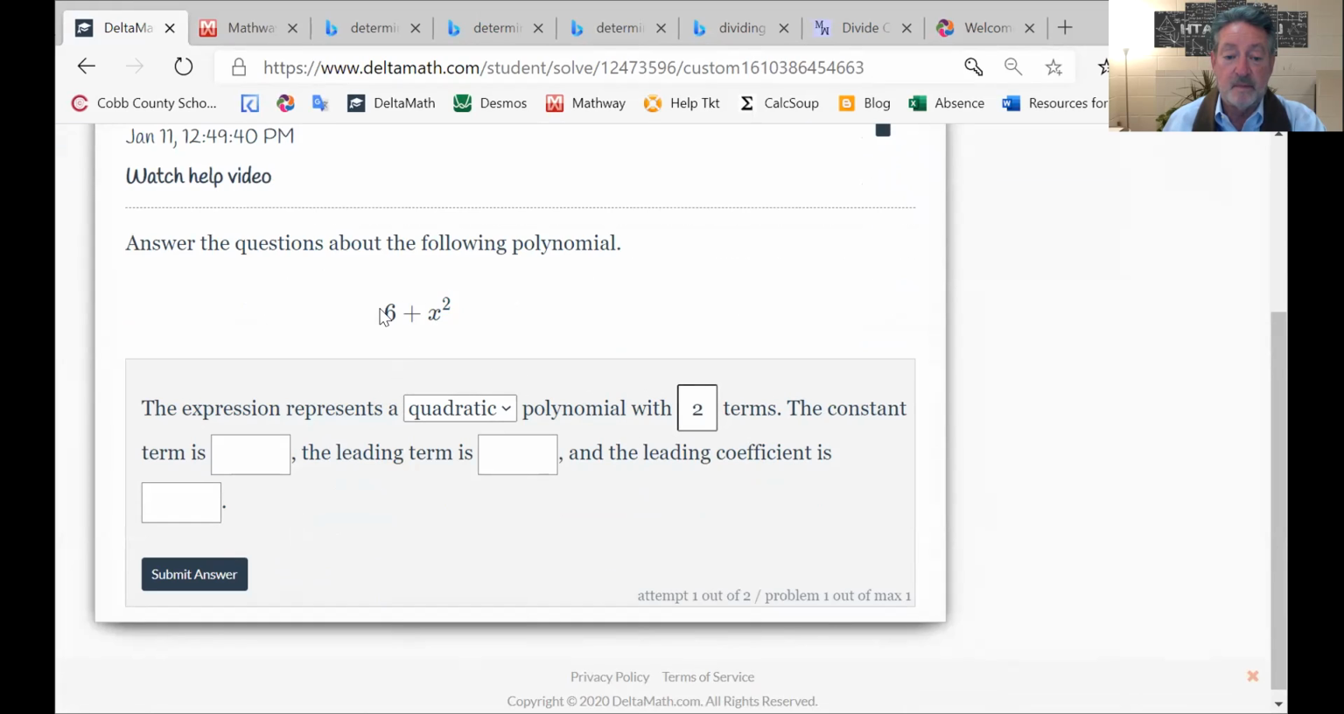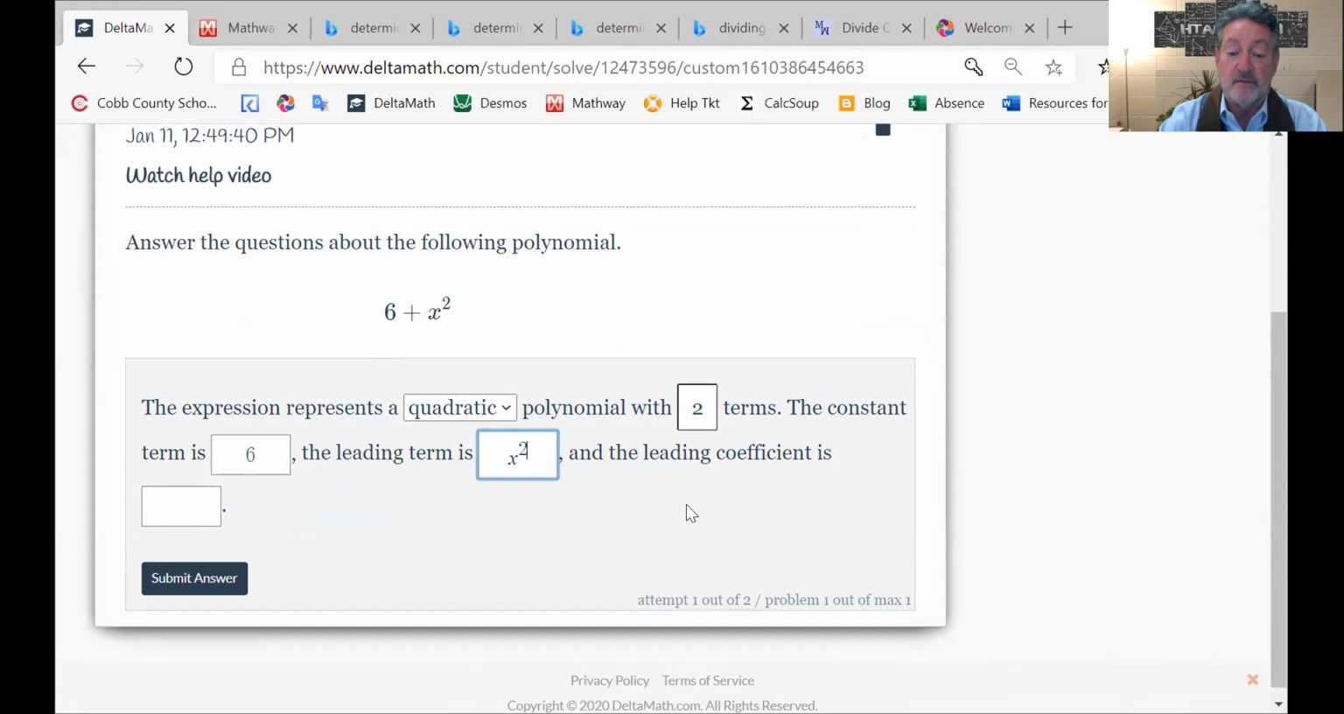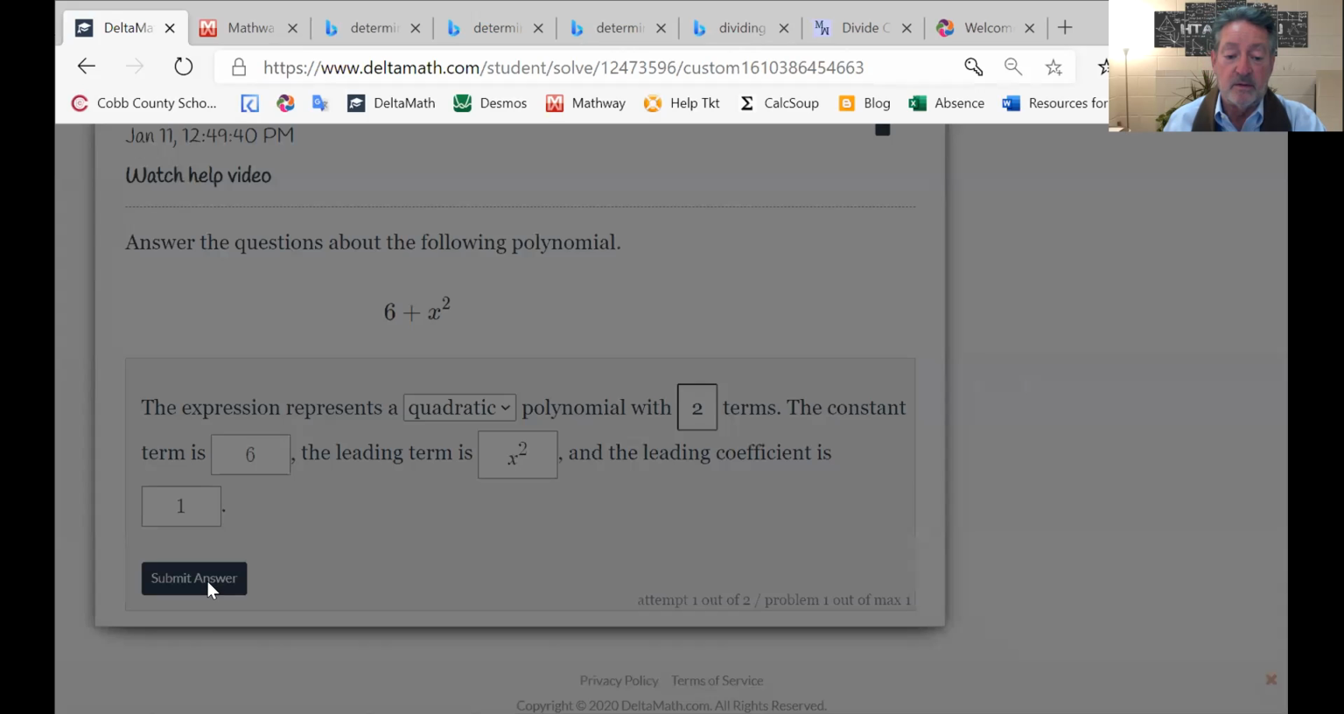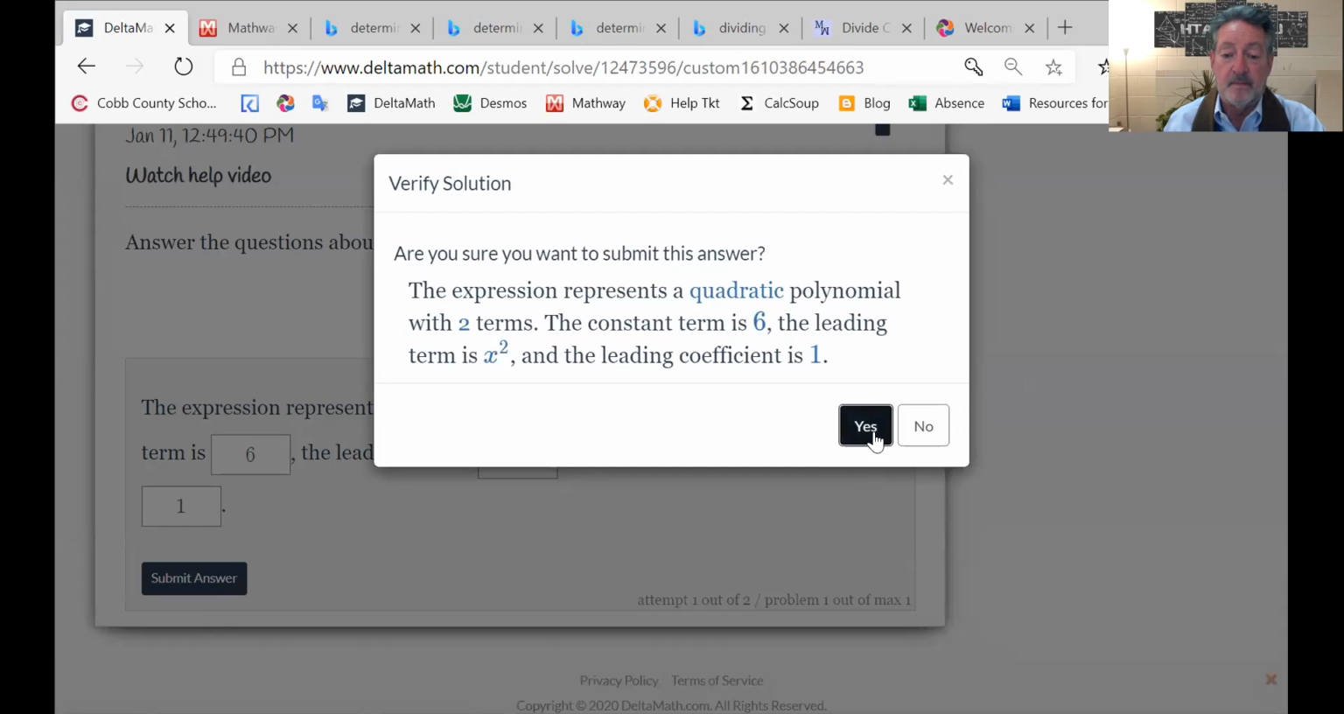The constant is the number with no variable, that's a 6, and the leading term is x squared, because that is, even though it's not the first term, it's the term that has the highest exponent. And the leading coefficient is in front of that. Again, this is a 1, the invisible 1. So I'm going to submit that answer.